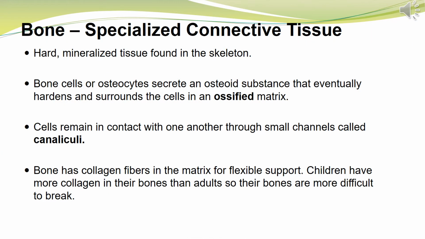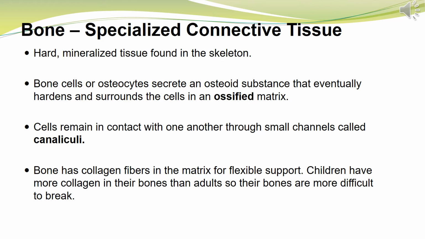Bone is another type of specialized connective tissue, and this is of course the hard mineralized tissue found in the bones of the skeleton. And bone cells are called osteocytes, and these secrete an osteoid or bone-like substance which eventually hardens and surrounds the cell in an ossified or hardened matrix.